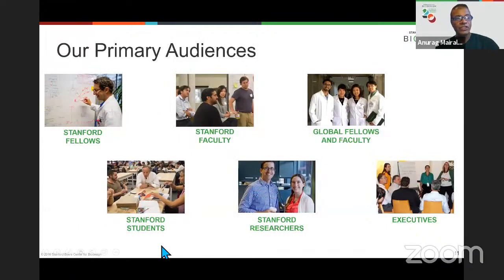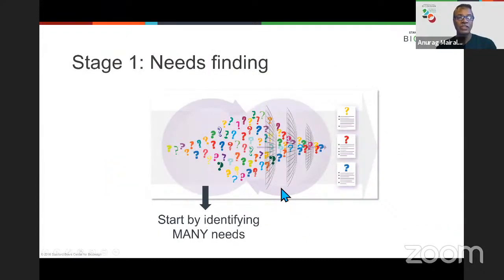So, we teach this to our fellows, our faculty, our global fellows and faculty. There's a Stanford Biodesign Program that we started 14 years back, but it's expanded to other global geographies across Asia Pacific, Europe, and Africa. We have our students where we teach these classes, our researchers, and the industry as well. The industry actually participates in these executive training programs. So it's a broad set of learners that learn this methodology.